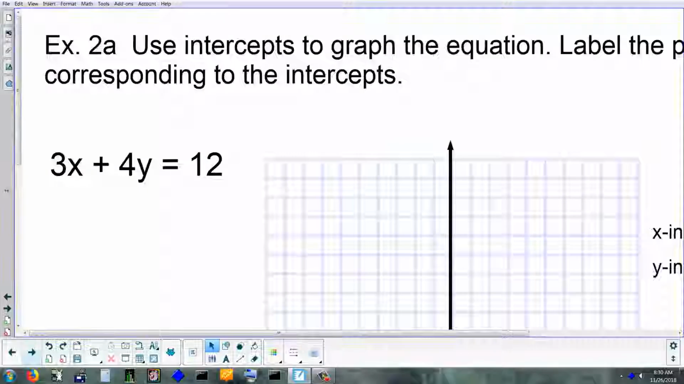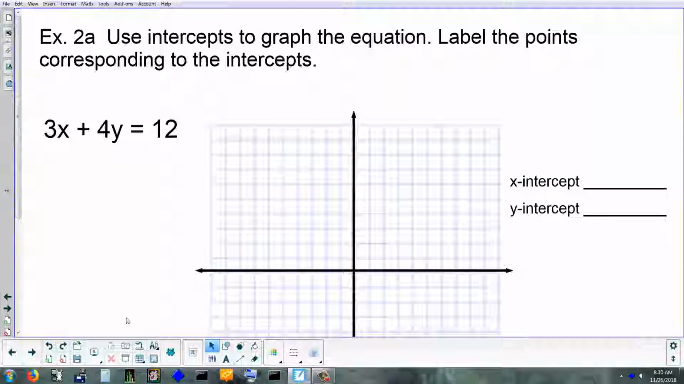Let's look at an example. All right, so 2a says, you guys have the directions, you just don't have the equation. You have to write the equation. So use intercepts to graph the equation. Label the points corresponding to the intercepts. All right, so we'll solve for the x-intercept first. So when I solve for the x-intercept, what do I have to do?